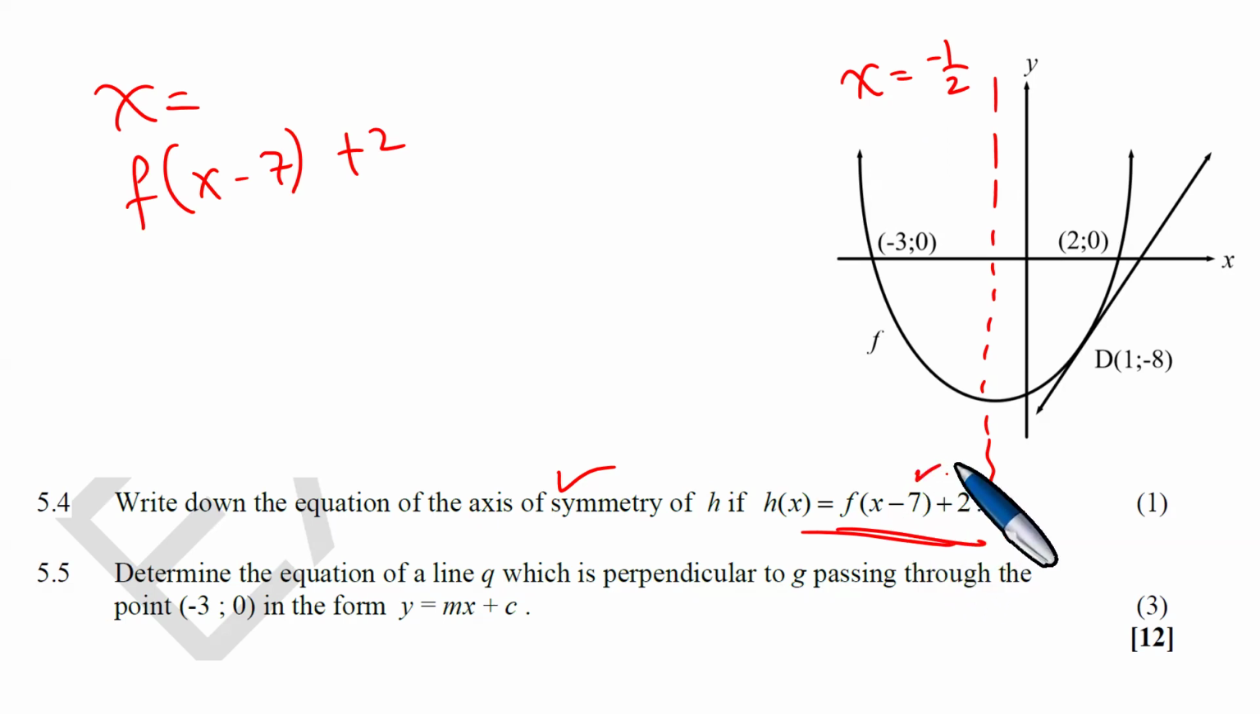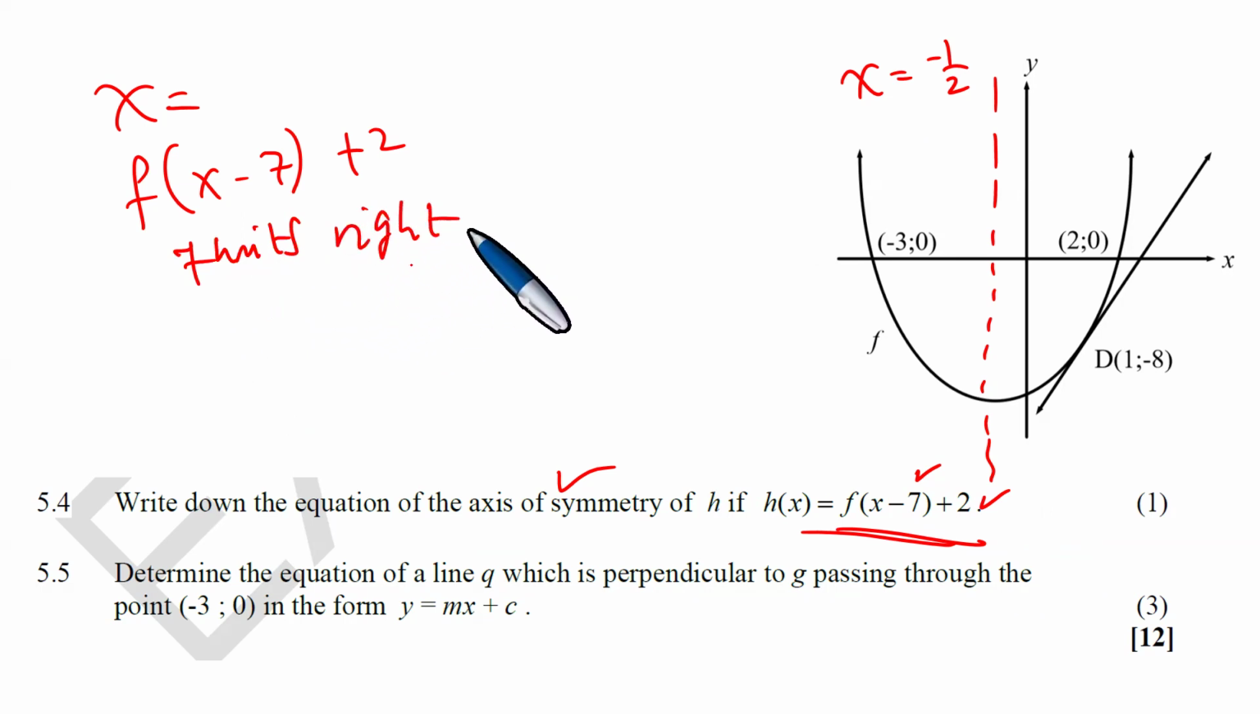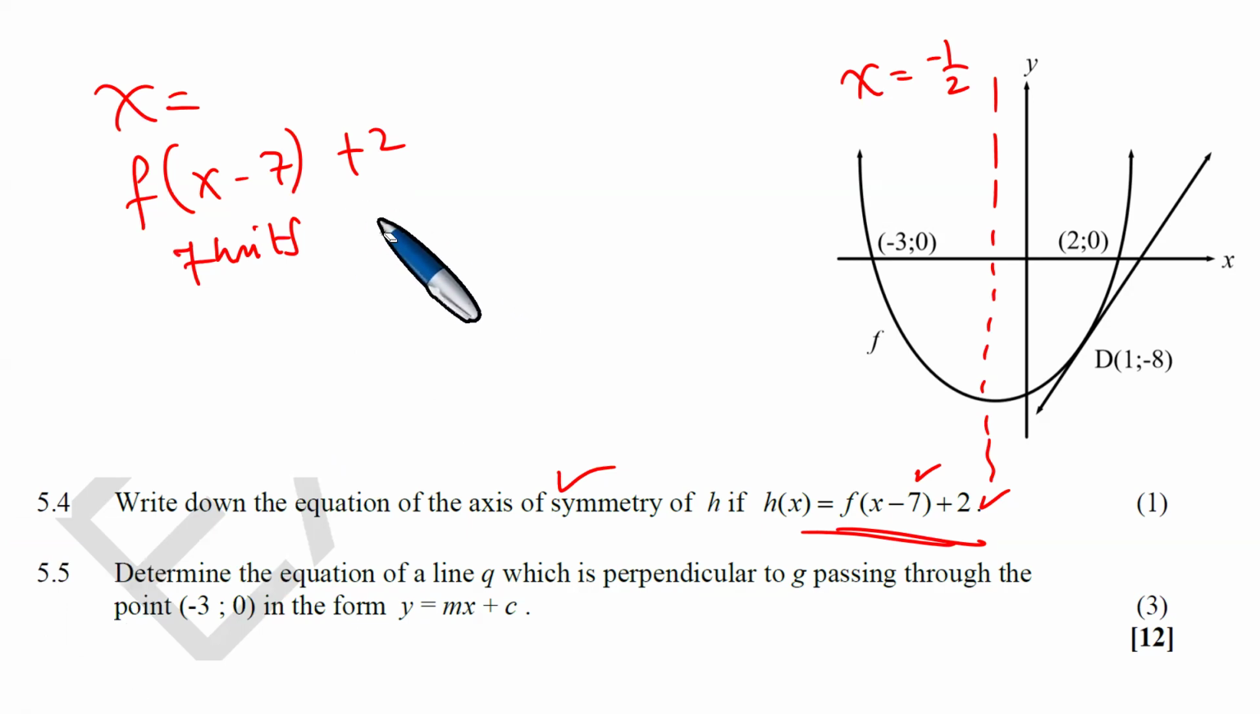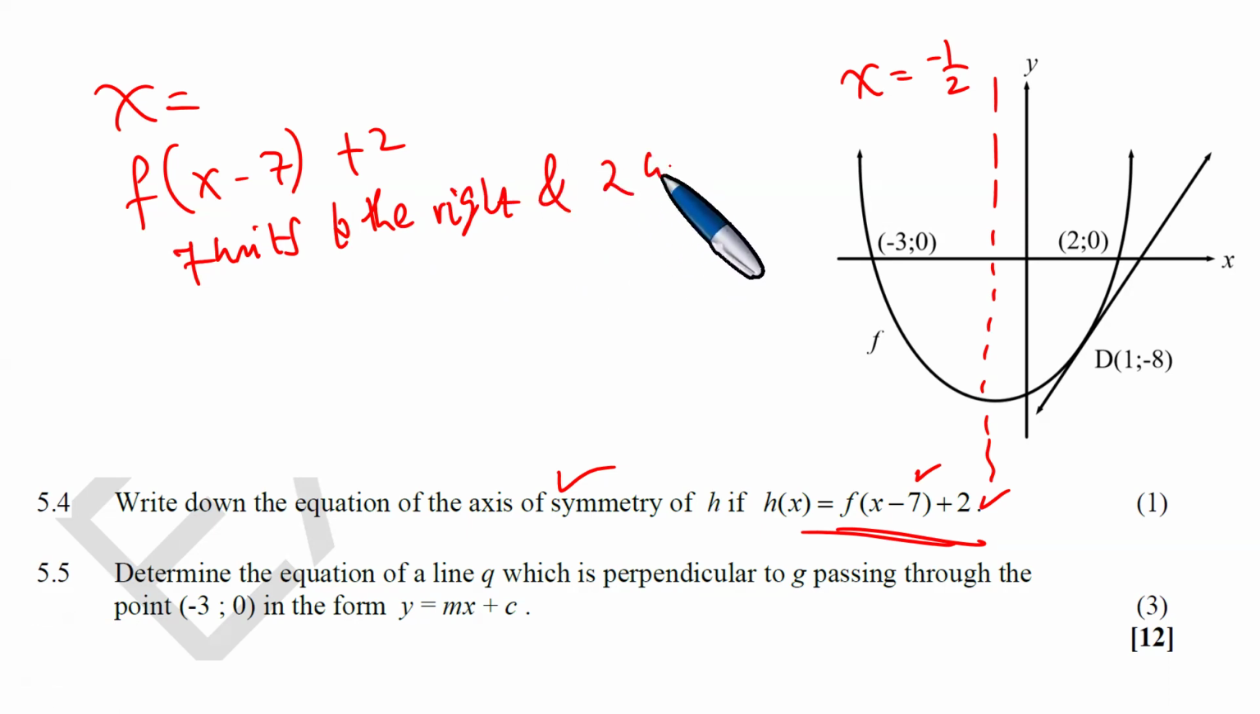But the only translation that is going to matter is this one. This one is like 2 units up. So this one means 7 units right. Maybe I can write something more correct in English terms here. So 7 units to the right and 2 units up.